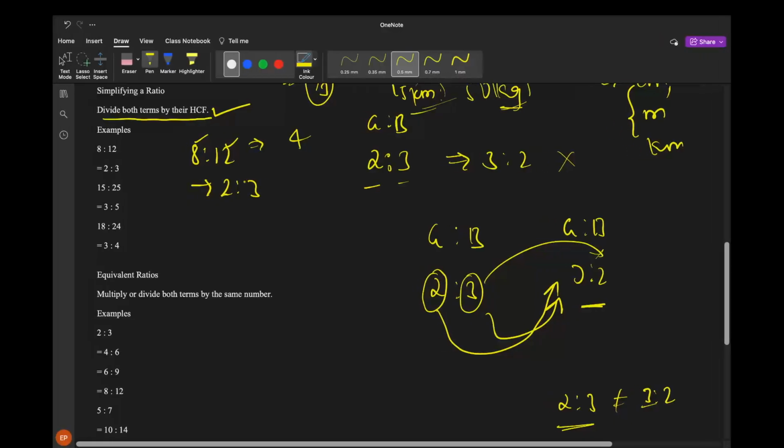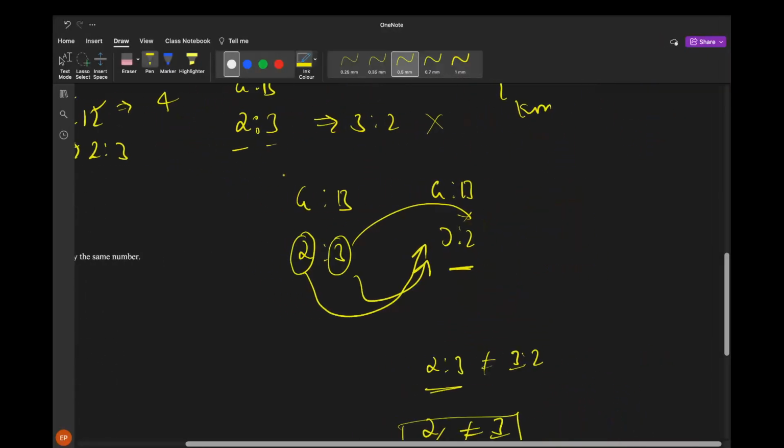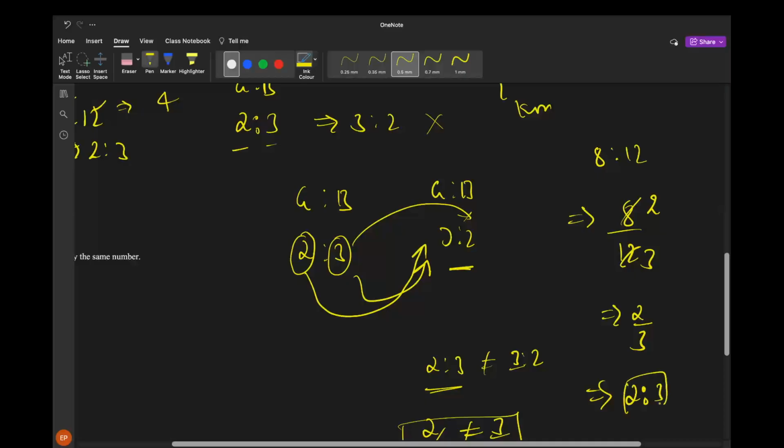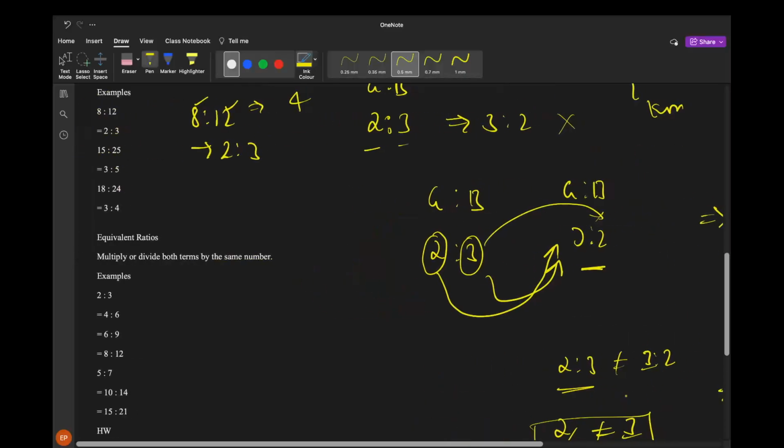Let me clarify something here. Basically see 8:12, right? As I told, this can be written as the fraction 8/12. So you know how to simplify fractions. 4 2s are 8, 4 3s are 12, which is 2 by 3. This can also be written as 2 is to 3. That's it. This is what it says.